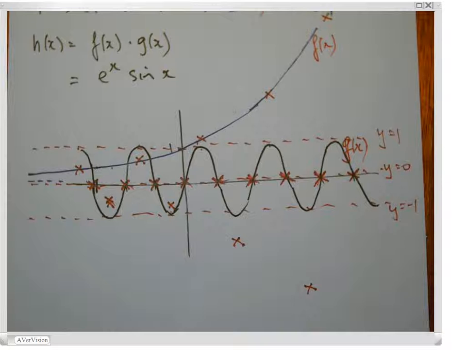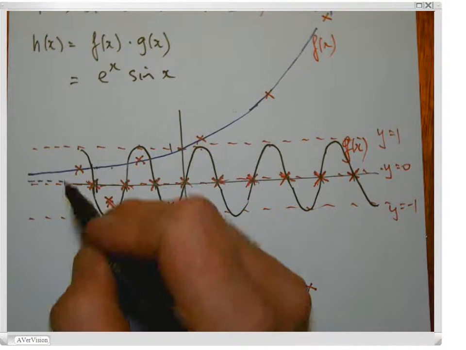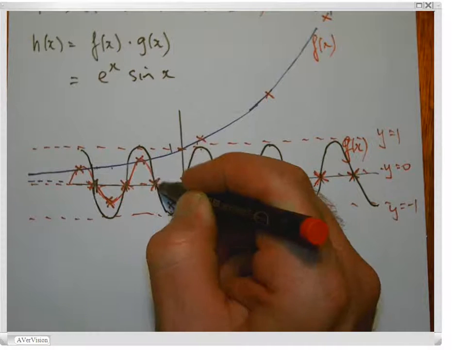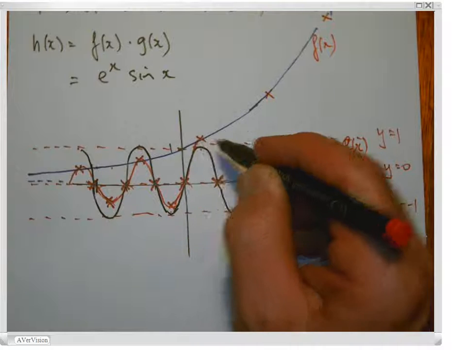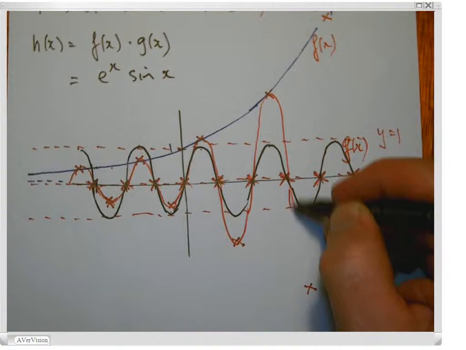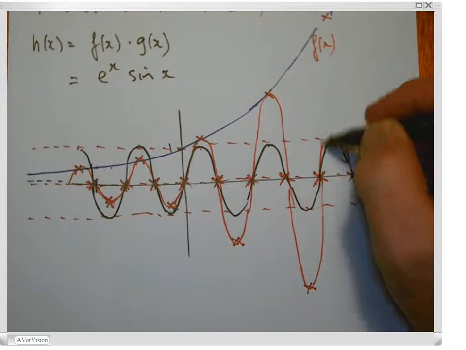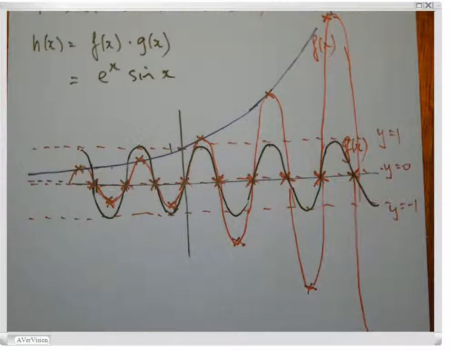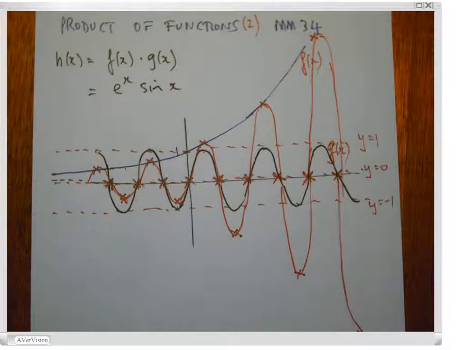Okay, what's it going to look like? It's going to look like this. That's going to be the graph of h of x, the multiplication of the sine curve, sine of x, and e to the x.